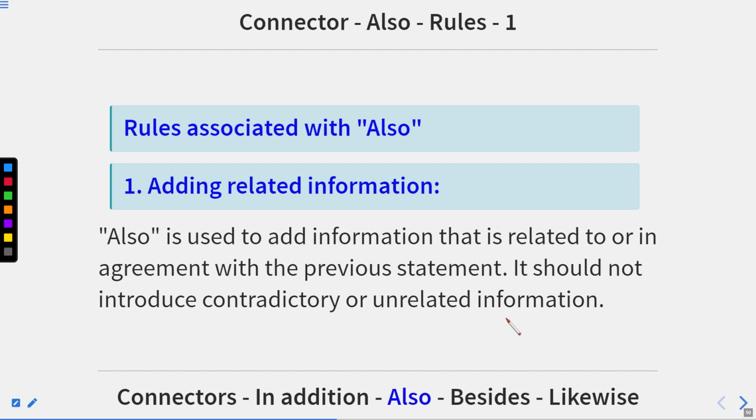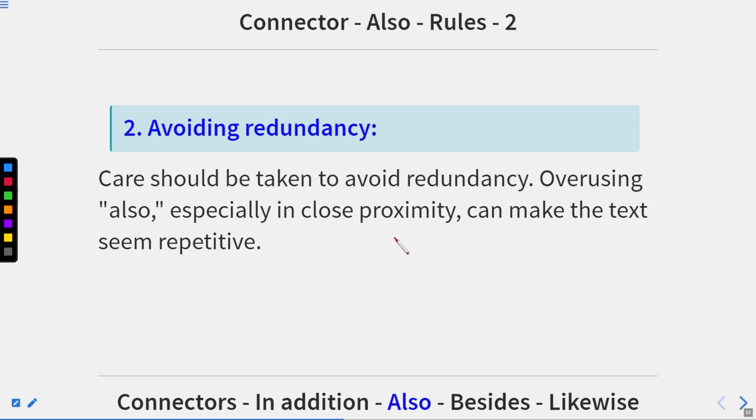Rules associated with also: adding related information. First of all, it adds related information. Also is used to add information that is related to or in agreement with the previous statement. It should not introduce contradictory or unrelated information. Avoiding redundancy: this is very, very important again. Care should be taken to avoid redundancy. It means overusing also, especially in close proximity, can make the text seem repetitive.